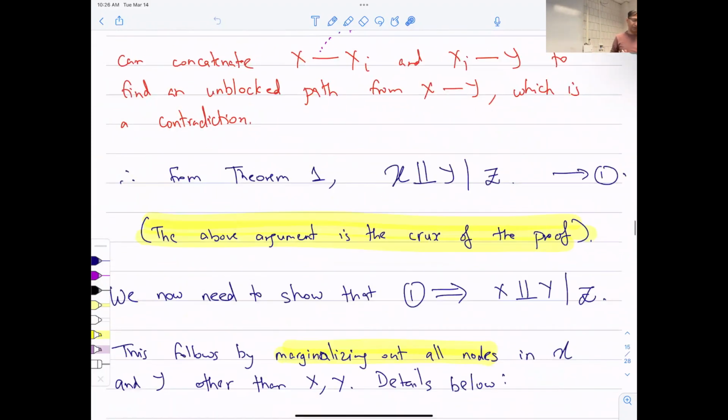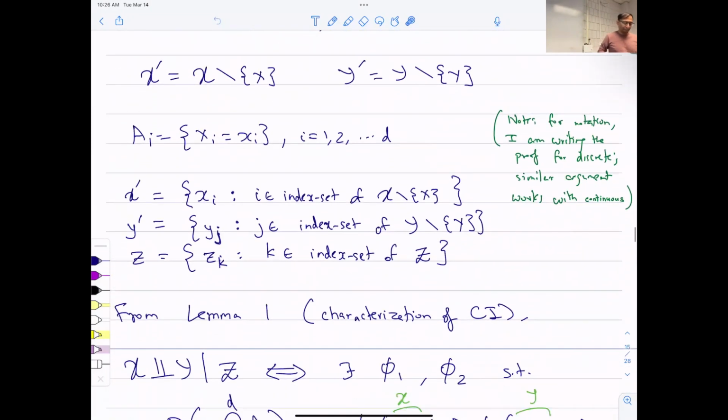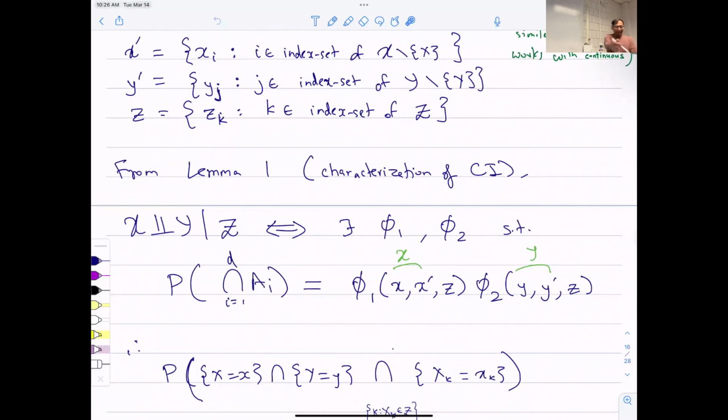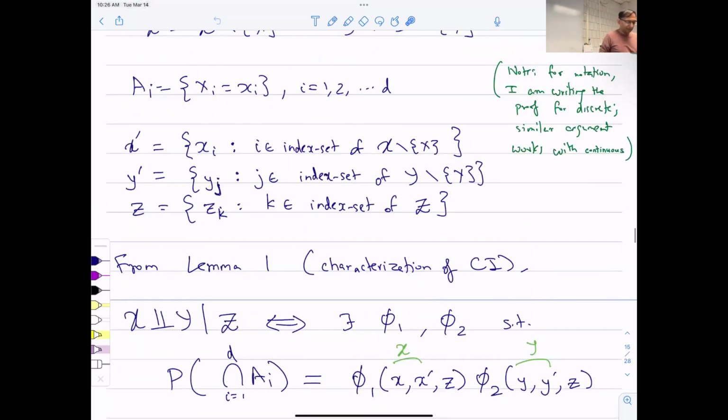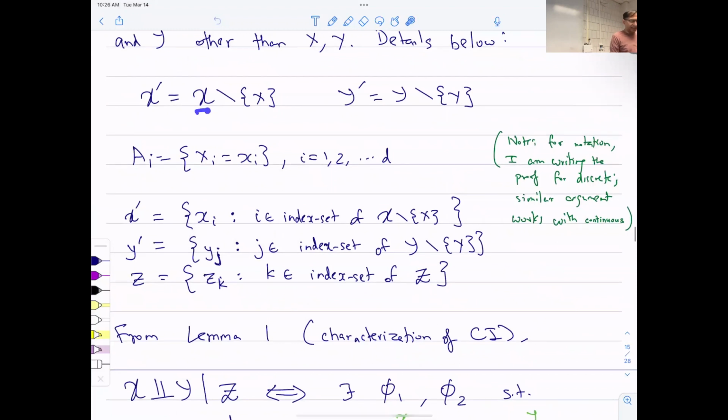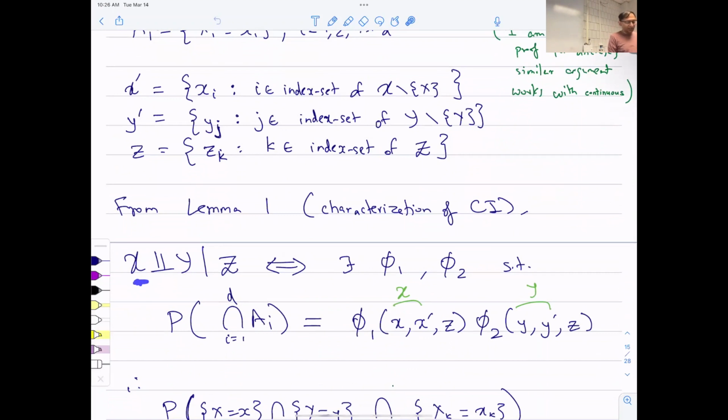Okay, and the proof of that is pretty straightforward. I'm just saying it's just marginalizing, but I thought it may be good to write out what I mean by just marginalizing. Okay, so X prime is everything in the set X other than the one node I care about. Set Y prime is everything in the set Y with this one node removed. Okay. So we know that these two are conditionally independent given Z.